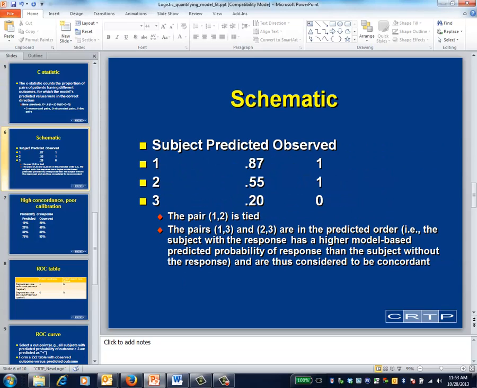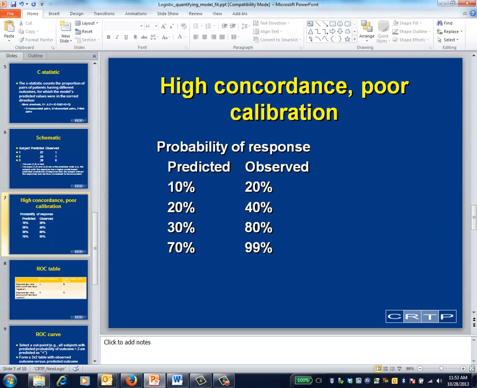This slide illustrates the nuts and bolts of how the C statistic works. Patients 2 and 3 are concordant and would contribute towards a high value of the C statistic. For this statistic, some statisticians use benchmarks of 0.7 as representing fair concordance and 0.75 as representing good concordance. This slide illustrates the difference between concordance and calibration. The predictions are in the correct order, illustrating good concordance, but aren't well calibrated.